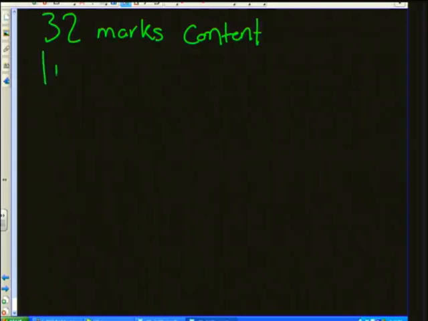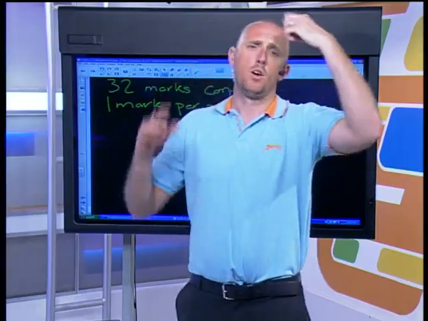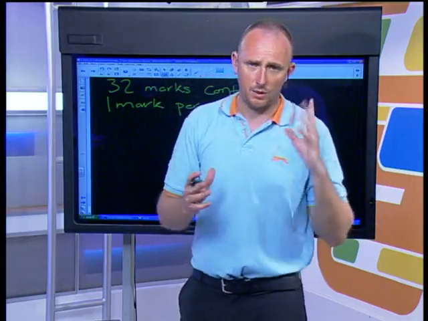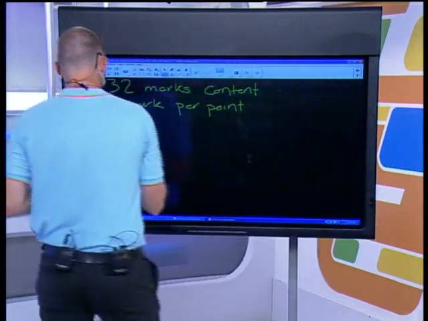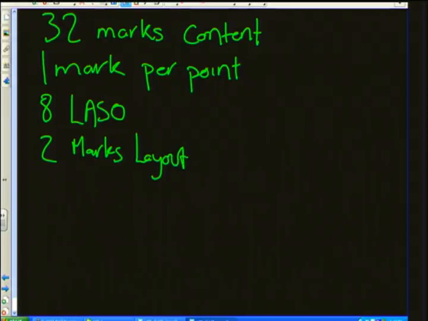And that's 1 mark per point. Okay, so that means you're going to be giving out 32 marks of facts or answering the question, all right? We also then get 8 marks for LASSO, and that is 2 marks for your layout, which I'm going to come to now.